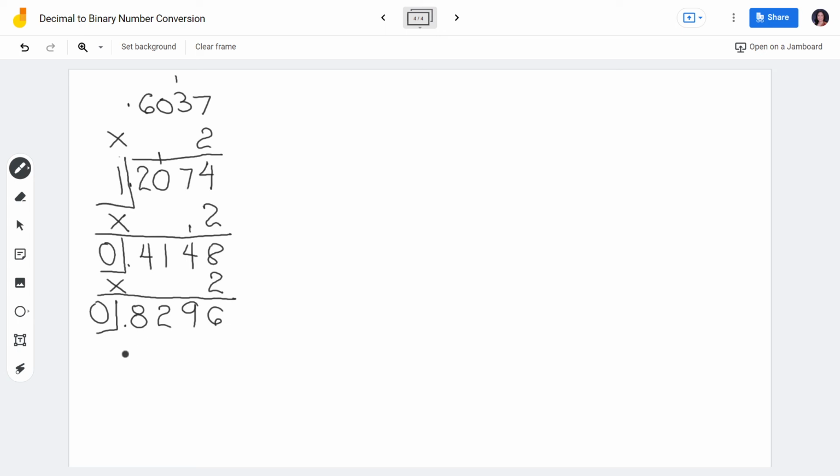Okay, next is times 2. So last 2. 6 times 2 is 12, carry 1. 2 times 9 is equal to 18 plus 1, we have 19. 2 times 2 plus 1 is equal to 5. 8 times 2 is equal to 16. So again, separate it. Since we already have 4 values, we have 1, 1, 0, 0, 1, and then we're going to read it by the order.